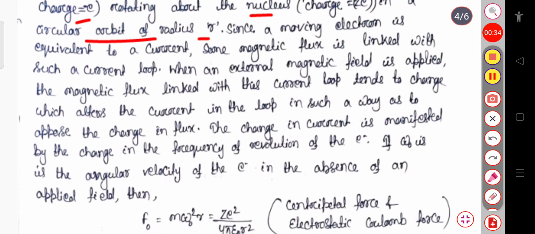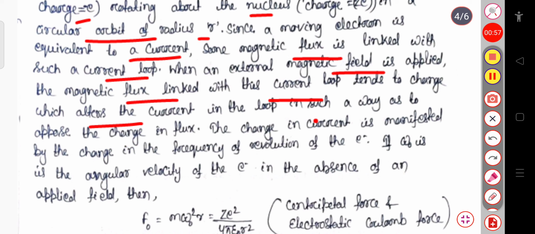Since a moving electron is equivalent to a current, some magnetic flux is linked with this current loop, and when an external magnetic field is applied, the magnetic flux linked with that current loop tends to change, which alters the current in the loop in such a way that it opposes the change in flux.